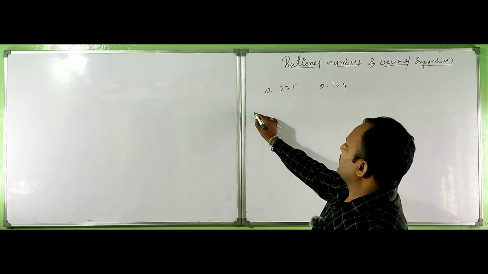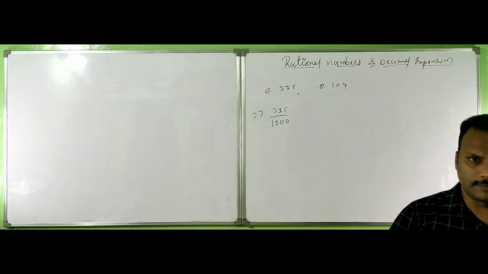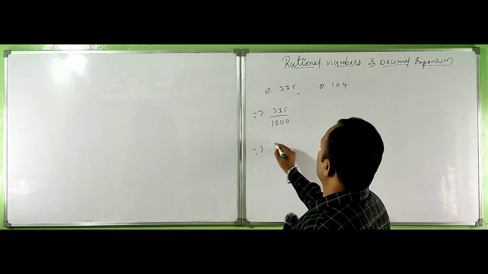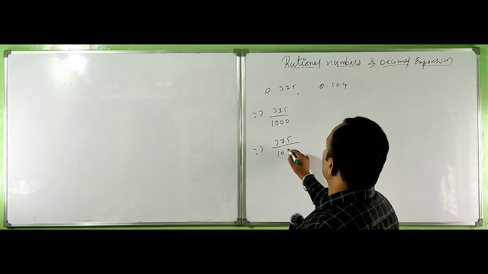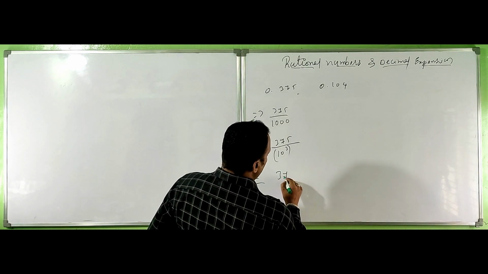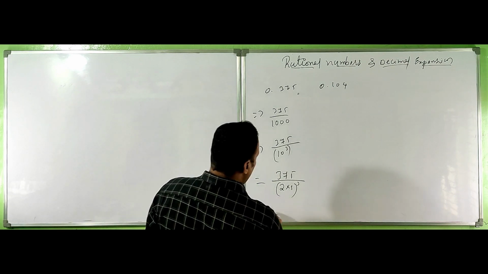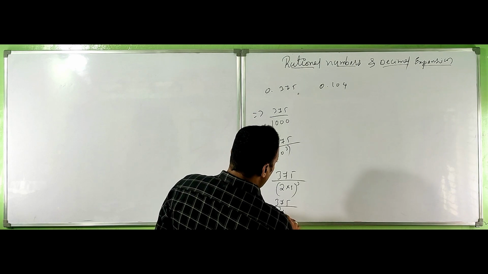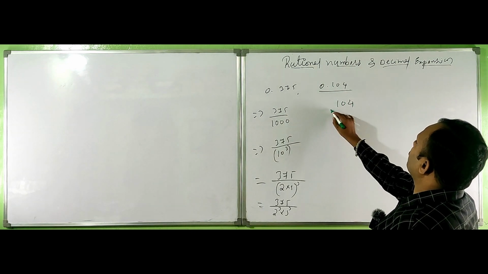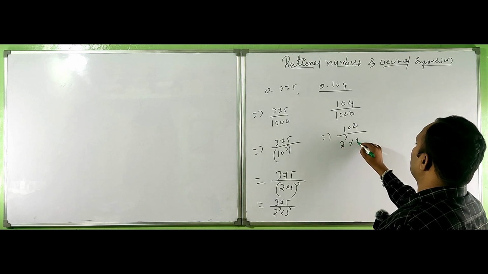Just look at here. This can be written as 375 by 1000. It is a terminating decimal. So this can be written as 375 by 10 to the power 3, 10 cube. This can be written as 375 by 2 into 5 to the power 3, that is 375 by 2 cube into 5 cube. Similarly for this one, 104 by 1000, which can be written as 104 by 2 to the power 3 into 5 to the power 3.